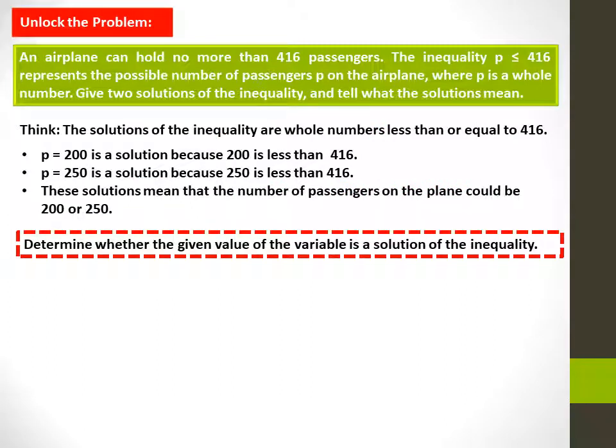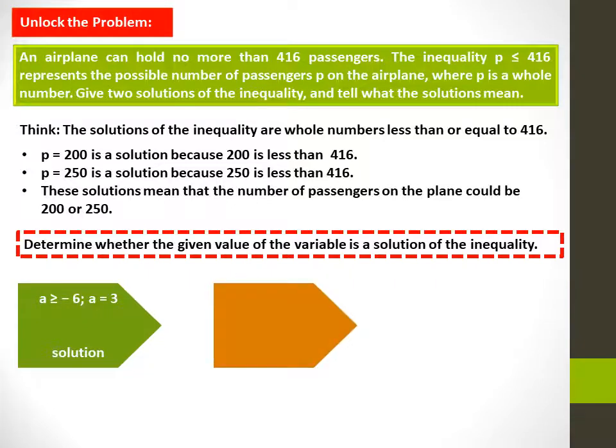Determine whether the given value of the variable is a solution of the inequality. A greater than or equal to negative 6 for A equals 3. 3 is greater than negative 6, so A equals 3 is a solution. D less than negative 0.52 for D equals negative 0.51. Negative 0.51 is greater than negative 0.52, so D equals negative 0.51 is not a solution.